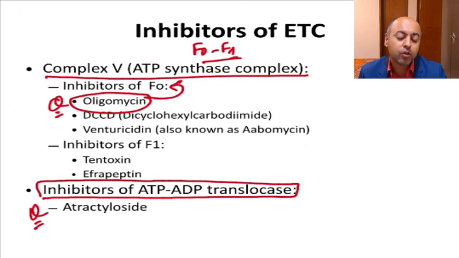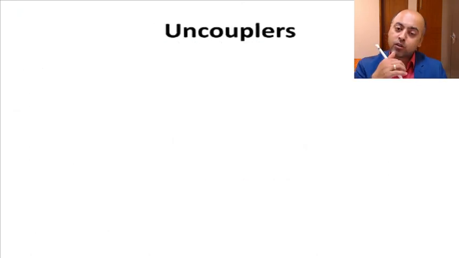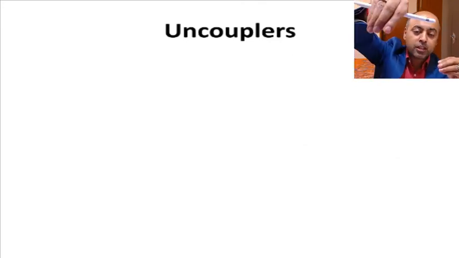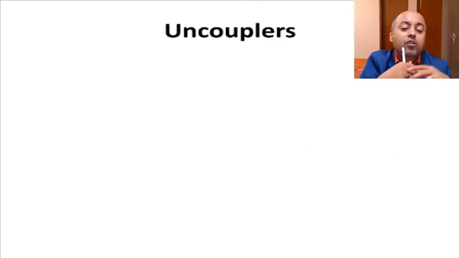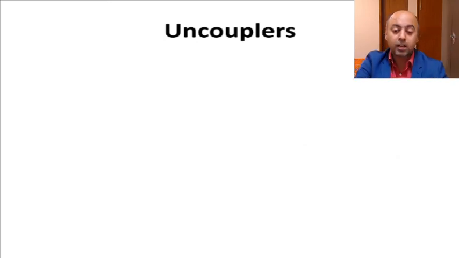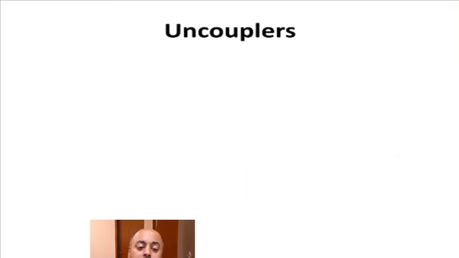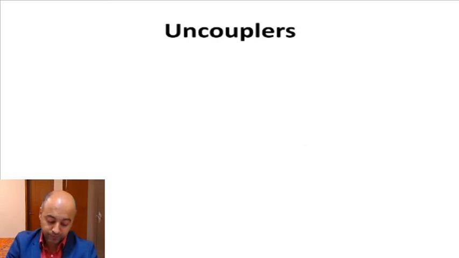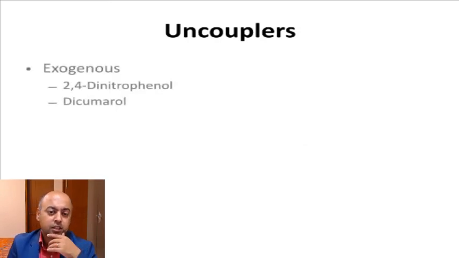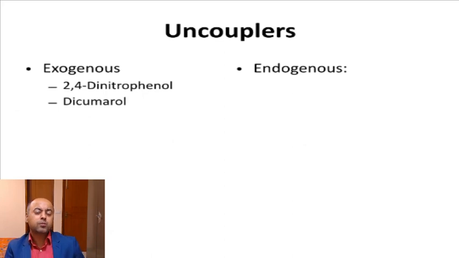Lastly, we have the molecules known as uncouplers. What do they do? The electron transport chain will keep working normally, complex 1, 2, 3, 4 working. But when it is time for the F0 F1 complex to work, they take the protons through some other channel so that they do not enter the F0 F1 complex. We call them the uncouplers. So which are the uncouplers? The exogenous uncouplers are phenolic compounds and dicumarol.